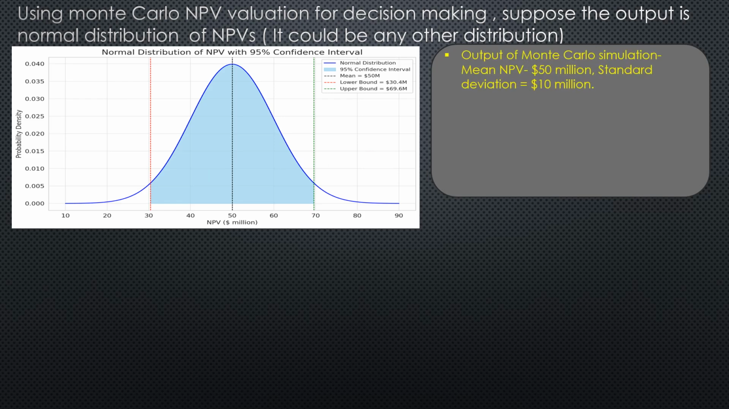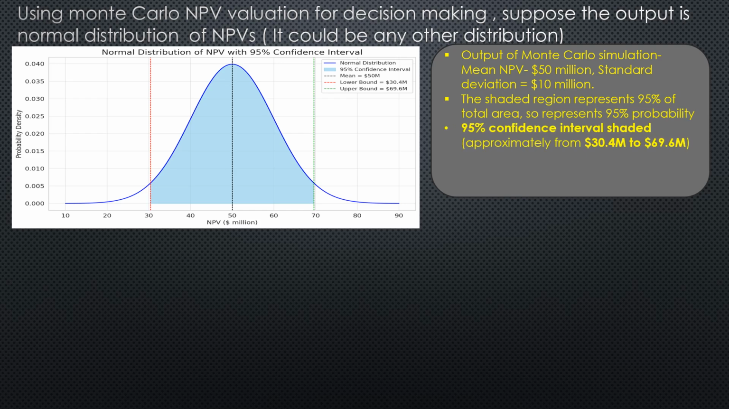This is the output of Monte Carlo simulation: mean 50 million, standard deviation of 10 million. The shaded region represents 95% of the total area. The 95% confidence interval, the shaded region, represents from 30.4 to 69.6 million. The company gets the range of expected NPVs with 95% confidence interval.